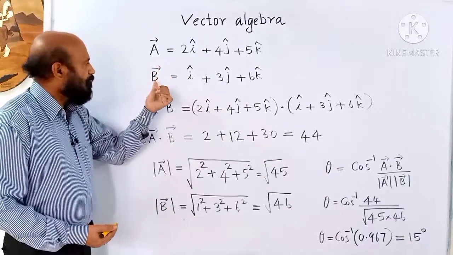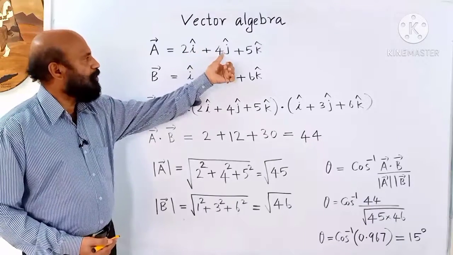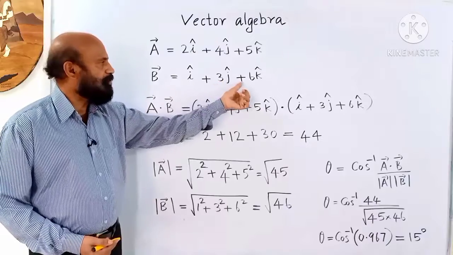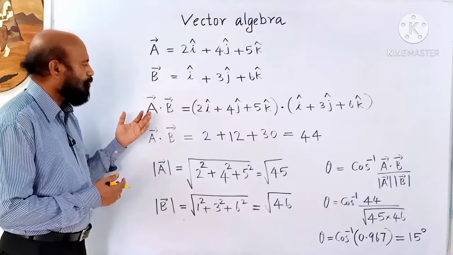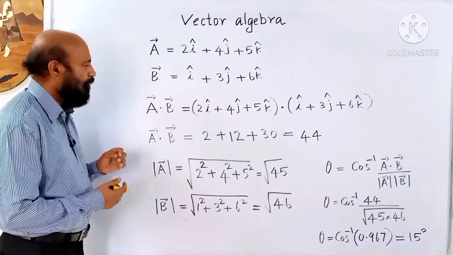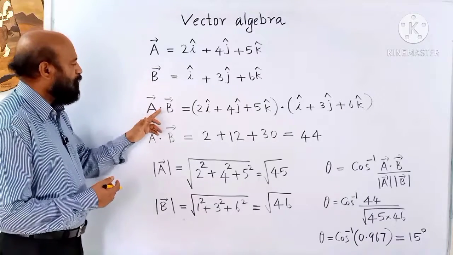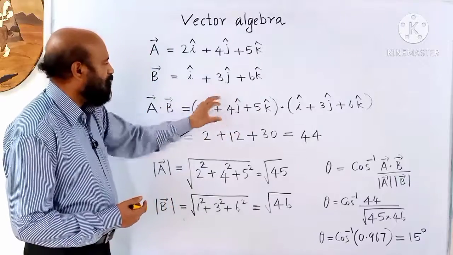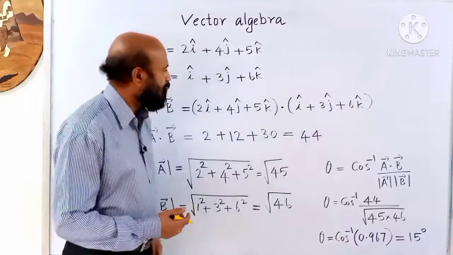Two vectors are given. A vector is 2i plus 4j plus 5k. B vector is i plus 3j plus 6k. We have to find the dot product or scalar product and the angle between these two vectors. A vector dot B vector. A vector is 2i plus 4j plus 5k. B vector is i plus 3j plus 6k.